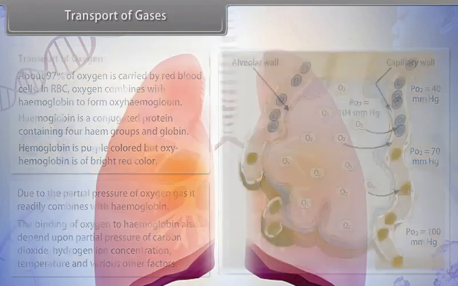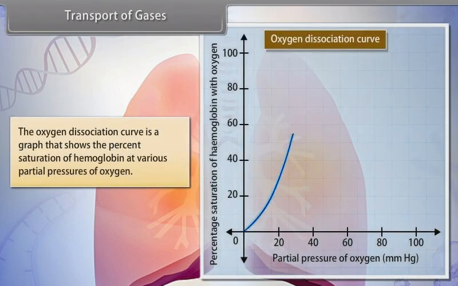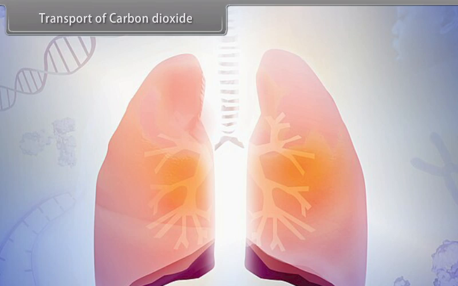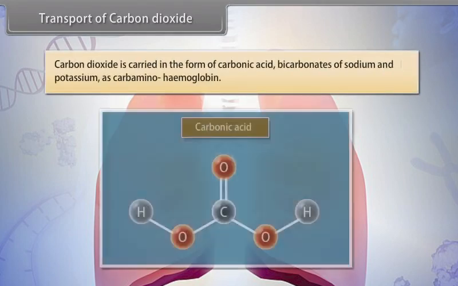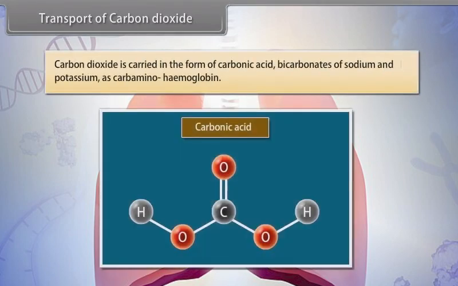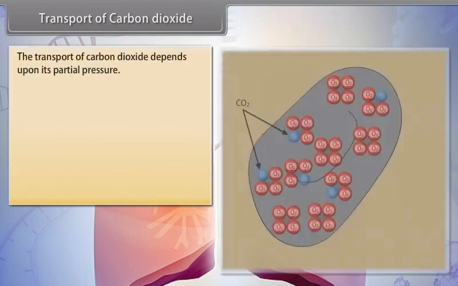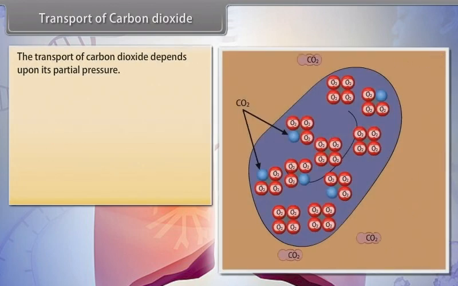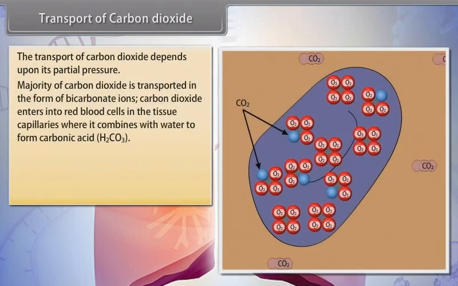other factors. The oxygen dissociation curve is a graph that shows the percent saturation of hemoglobin at various partial pressures of oxygen. Transport of carbon dioxide. Carbon dioxide is carried in the form of carbonic acid, bicarbonates of sodium and potassium, and as carbaminohemoglobin. The transport of carbon dioxide depends upon its partial pressure. Majority of carbon dioxide is transported in the form of bicarbonate ions.